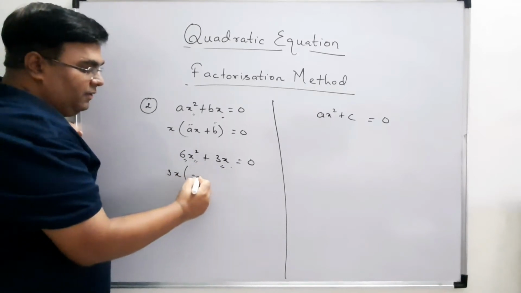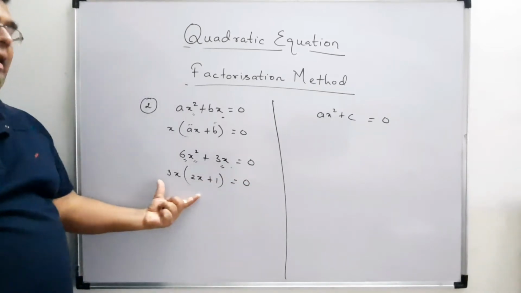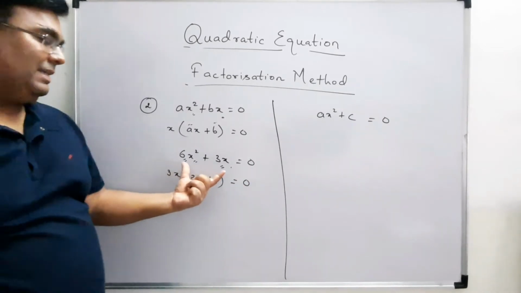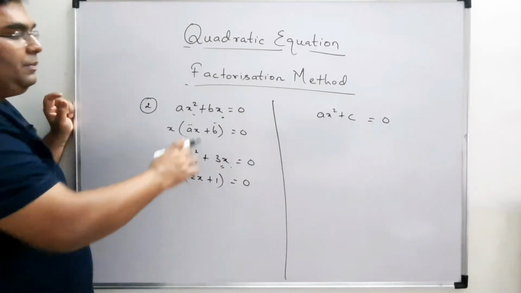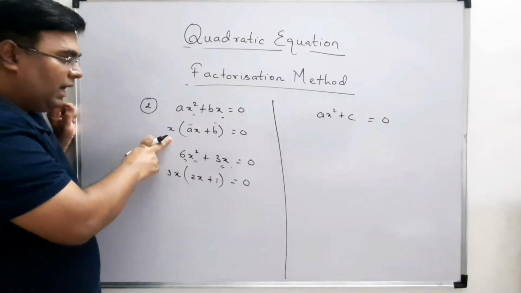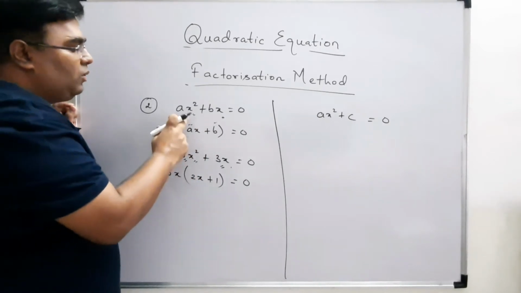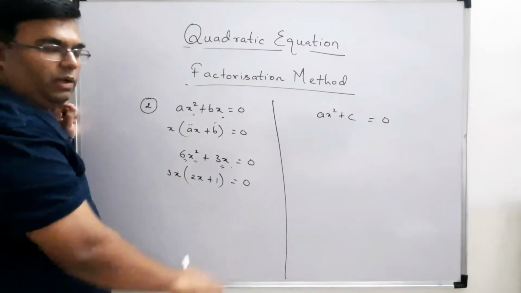So what is left here? This is the factorized form of 6x square plus 3x is equal to 0, right? So if this type of equation comes, what do you do? You just take x common first, and then if possible take common whatever number is there from a and b, and then write it down.